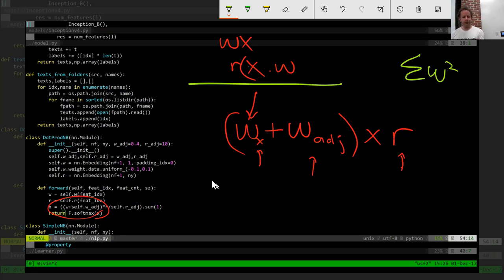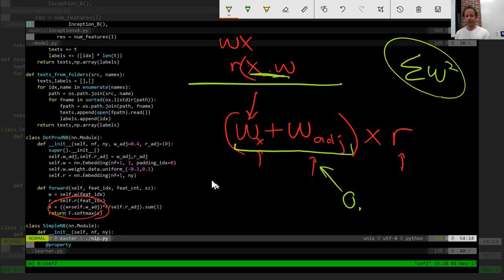So instead, we say, you know what? Let's take that piece here and add 0.4 to it, right? So now, if the regularizer is pushing the weights towards zero, then it's pushing the value of this sum towards 0.4, and therefore it's pushing our whole model to 0.4 times R. So in other words, our default starting point, if you've regularized all the weights out altogether, is to say, let's use a bit of R. That's probably a good idea.